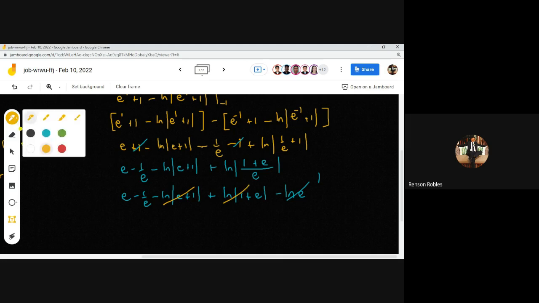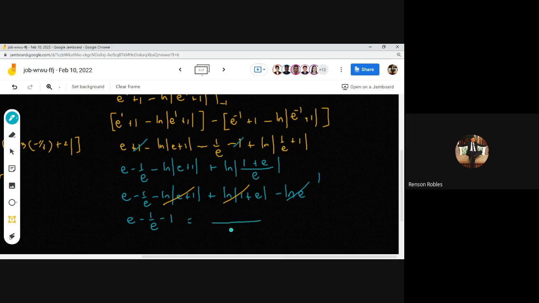And final answer would have been equal to e minus 1 over e minus 1 because of this. Or you can write it as one fraction. e squared minus 1 minus e. And you're done. But you can stop here. e minus 1 over e minus 1. Okay? So I think I can stop there.